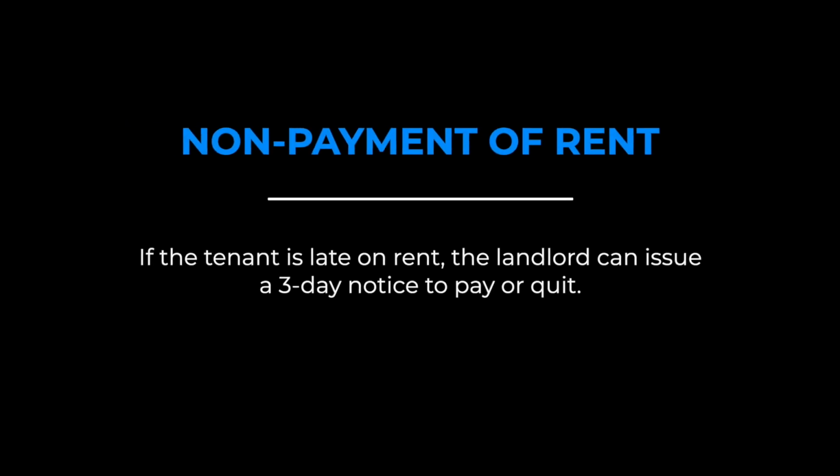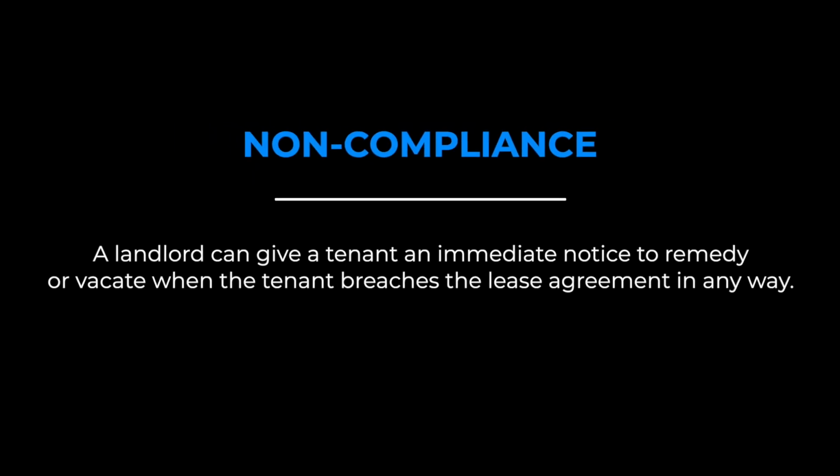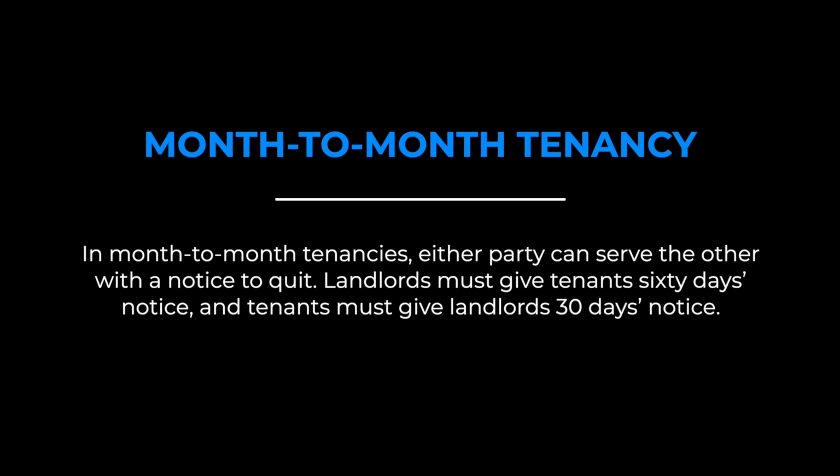Now let's talk about eviction laws. There are 3 legally valid reasons for eviction in Georgia. Non-payment of rent. If the tenant is late on rent, the landlord can issue a 3-day notice to pay or quit. Non-compliance. A landlord can give a tenant an immediate notice to remedy or vacate when the tenant breaches the lease agreement in any way. Month-to-month tenancy. In month-to-month tenancies, either party can serve the other with a notice to quit. Landlords must give tenants 60 days notice, and tenants must give landlords 30 days notice.